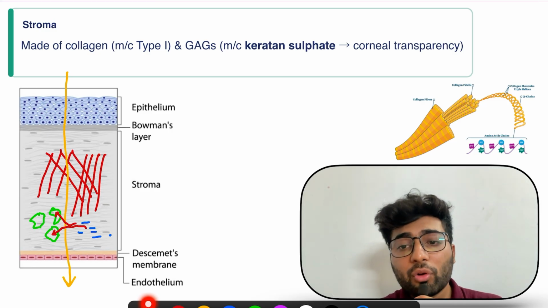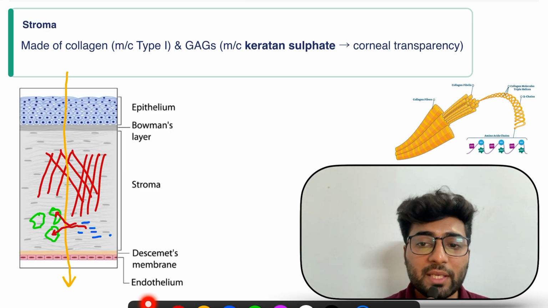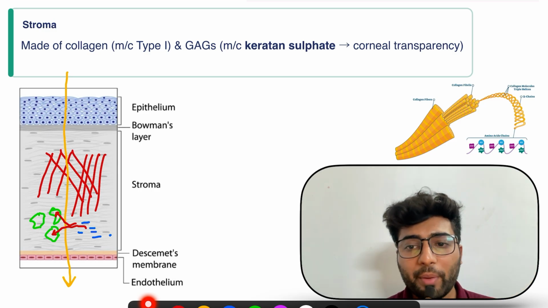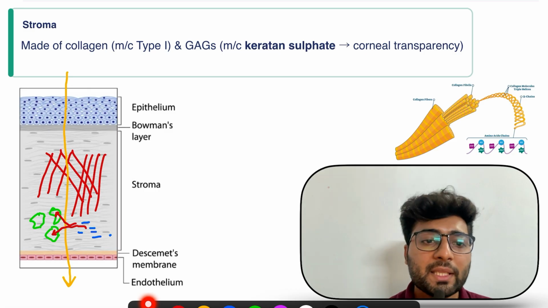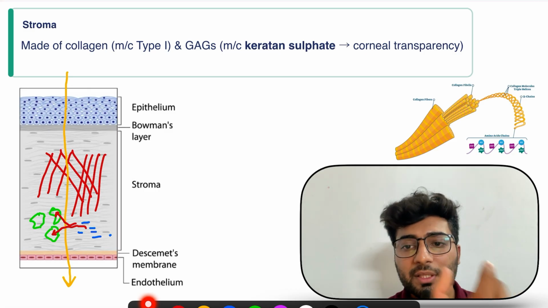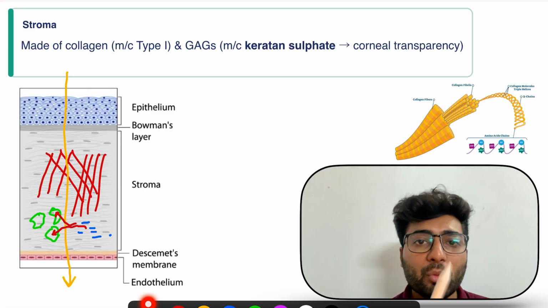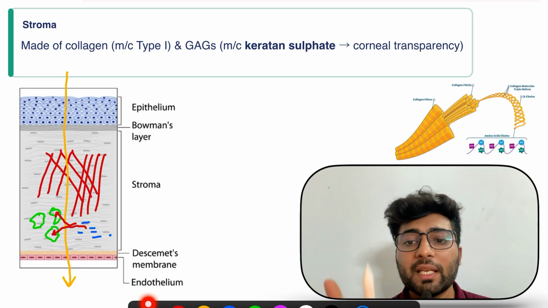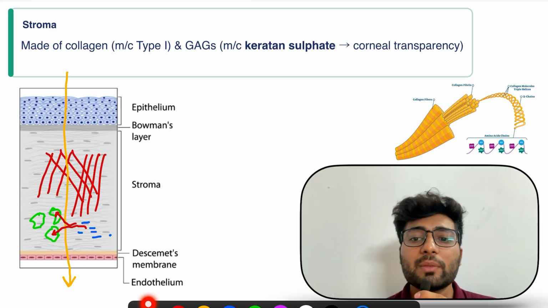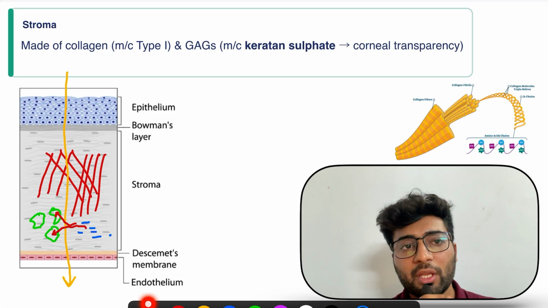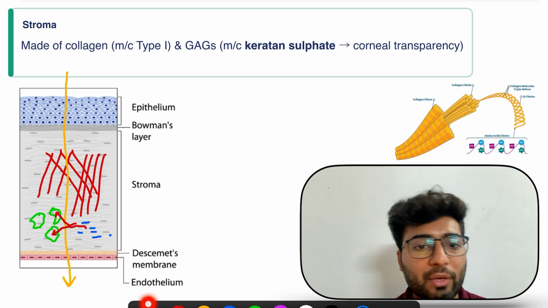So we don't want any water in the stroma. Why? Because if there is any water, then the stroma will not be transparent, it will be opaque or translucent. So these glycosaminoglycans are like sponge, they will take away the excess water. The most common one is keratan sulfate, and it is responsible for what? Corneal transparency. Why? Because they will take the water away. So stroma is made up of collagen and glycosaminoglycans.